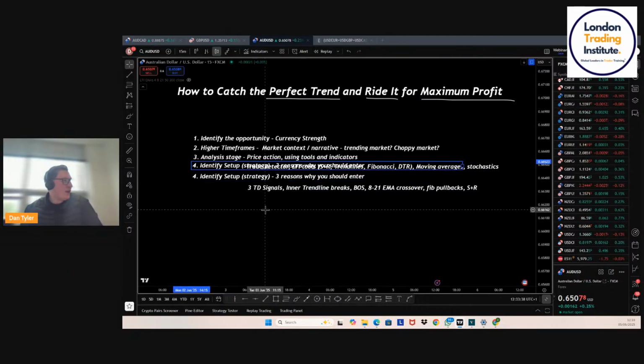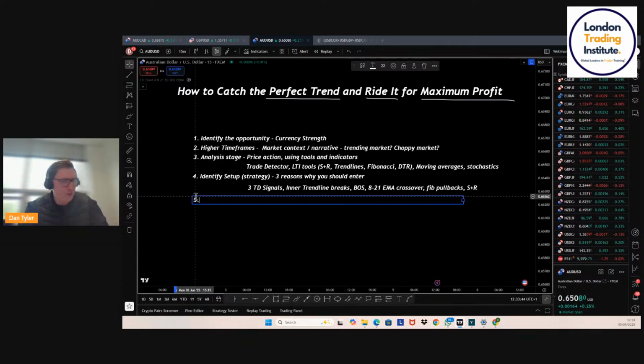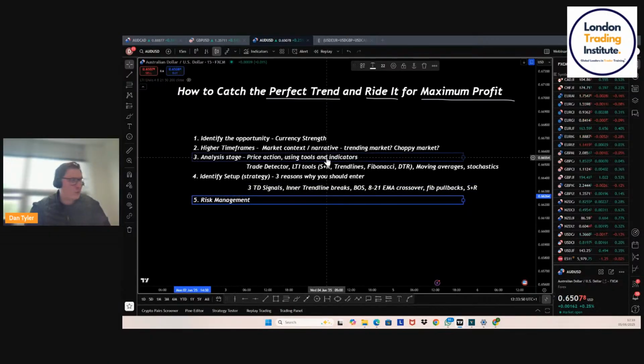Once you identify the setup, you then move into number 5, which is your risk management, which is, like we said, your percentage risk, your risk to reward ratio.